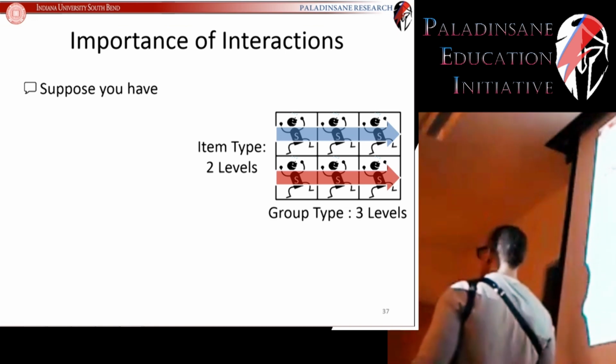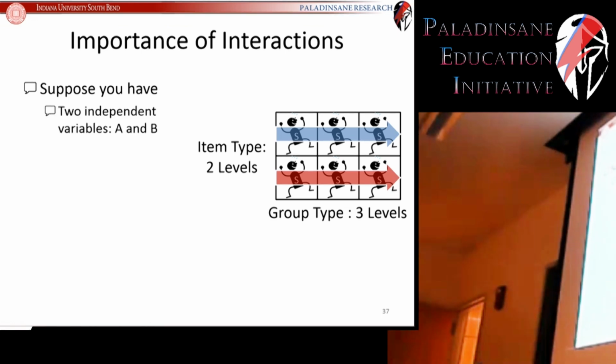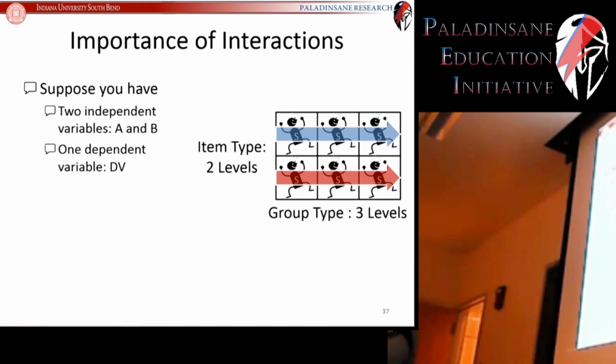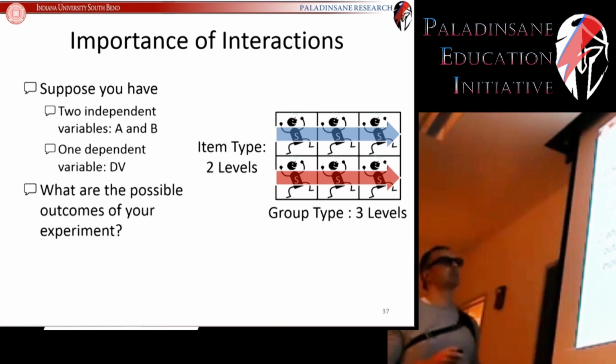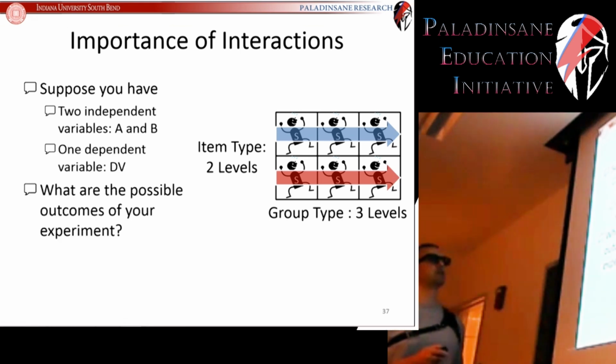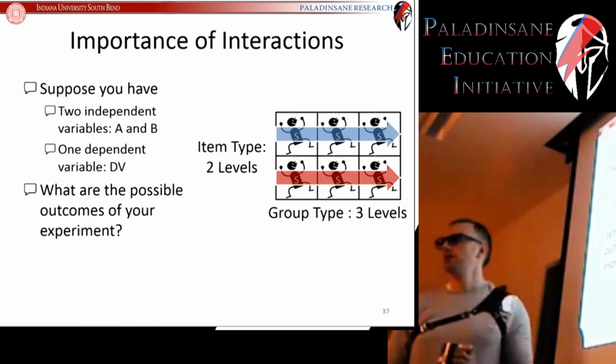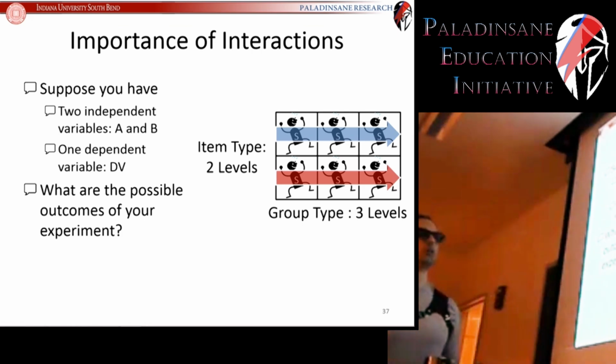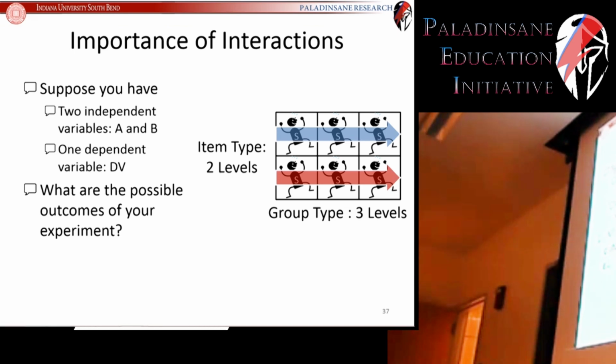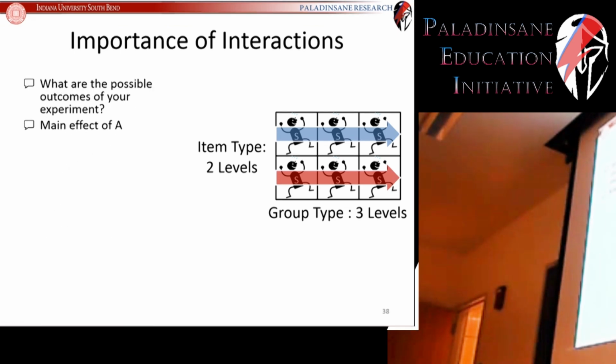We'll keep it kind of basic. Let's suppose that you have two variables. You have variable A and you have variable B, and they each have two levels. You have one dependent variable that you're measuring, and you have two independent variables. What are the possible outcomes of this hypothetical experiment? So as it turns out, there's 8 possible outcomes.